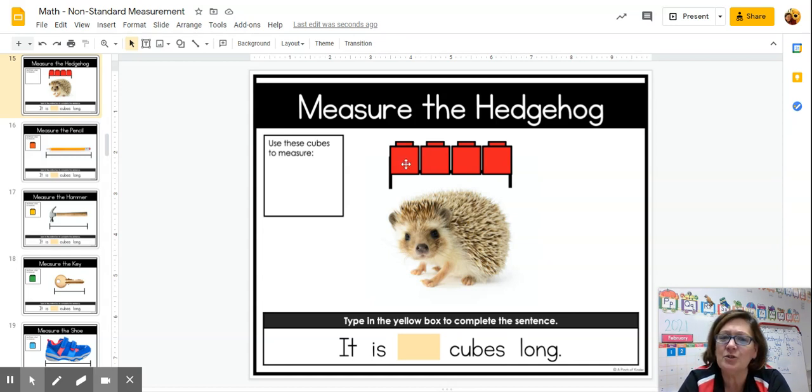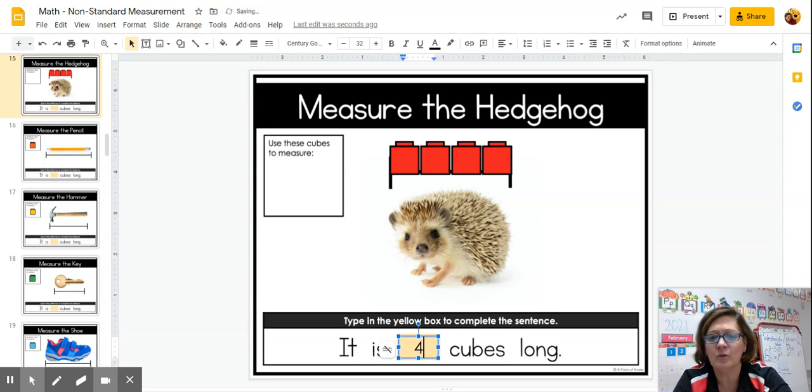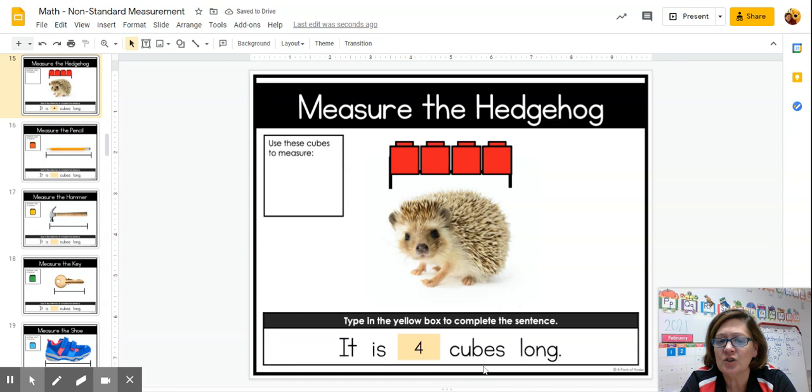Okay, so how many cubes do you see here? How many cubes long is this hedgehog? Let's count it. 1, 2, 3, 4. Okay, so I'm going to type in the box. I'm going to put a 4. There we go. It is 4 cubes long. Very good. Okay, now I'm going to go to the next thing.